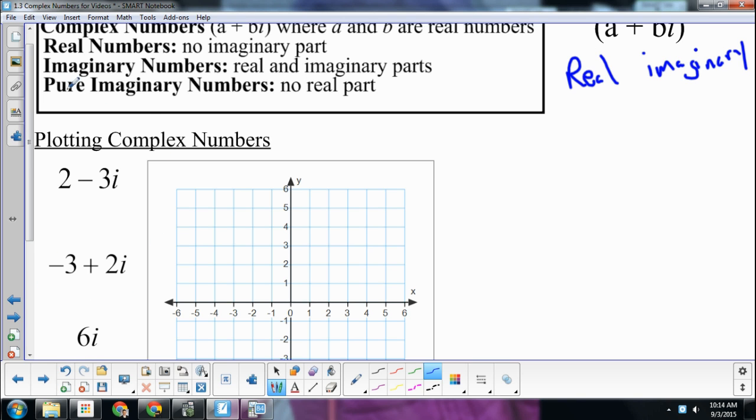The final kind is a pure imaginary number, one that has no real part but only an imaginary part. For example, 6i would be a pure imaginary number. No real part to speak of, only the imaginary part.